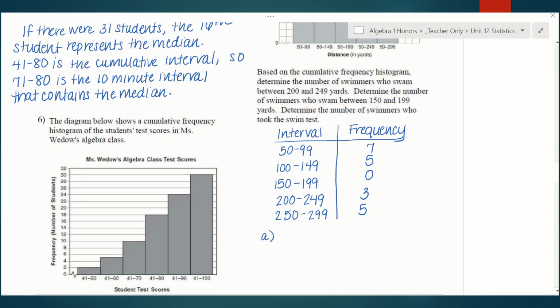Okay, so the first part says, determine the number of swimmers who swam between 200 and 249 yards. Okay, so using our table, we can see that there's 3 swimmers. And then it says, determine the number of swimmers who swam between 150 and 199 yards. And that would be 0, according to our table.